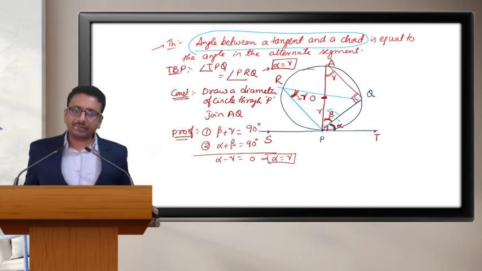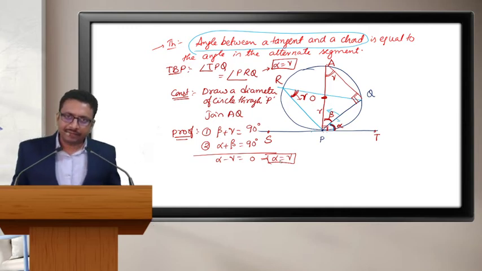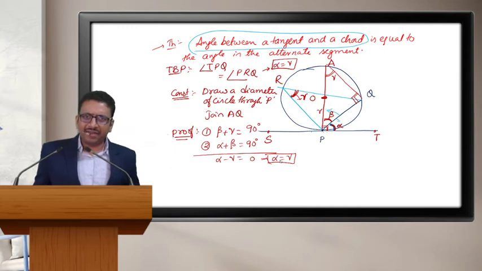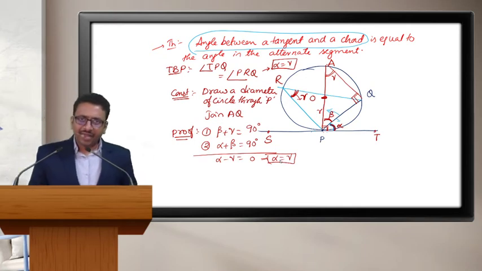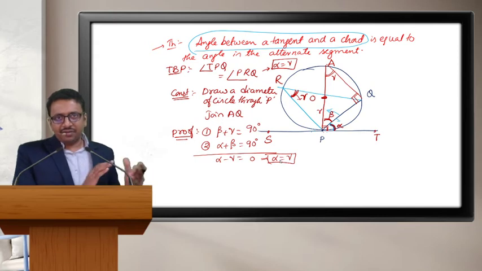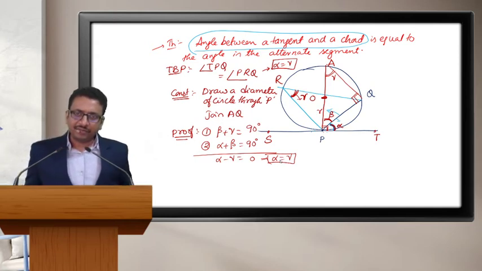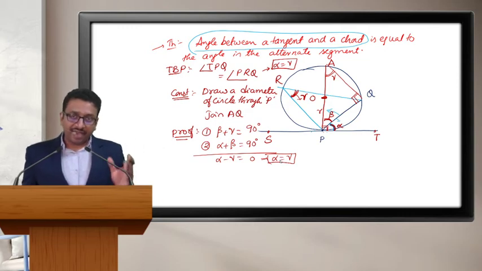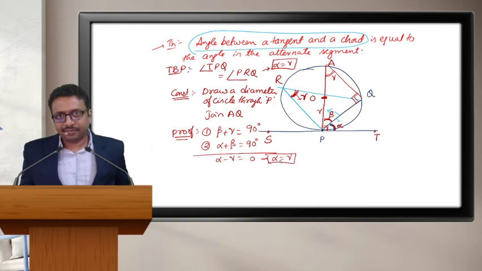The proof is done. It's not very difficult, it's a basic theorem, but you need to remember this. What is the theorem? The angle between the tangent and chord is equal to the angle in the alternate segment. Alternate means opposite. If the angle is on one side, you have to go to the other side.